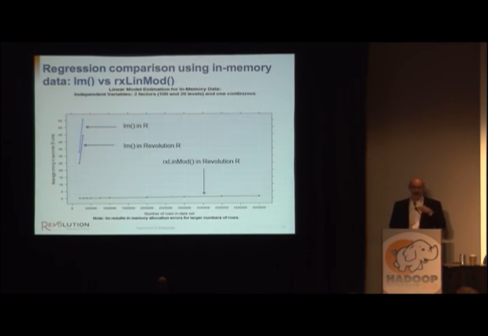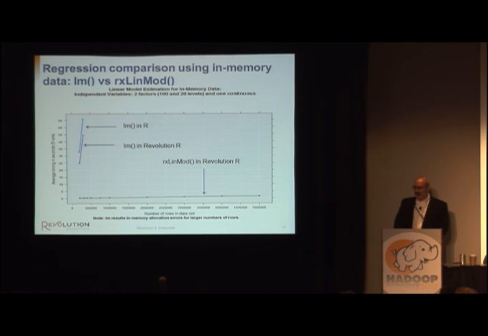Now, the next comparison is giving you a little insight into how much care we've taken to make our algorithms high performance. In this case, we're running fully in memory, so it's not the case that one algorithm has an advantage because it's in memory and one is on disk. Here we're comparing the built-in linear model function in R, which is called LM, which is always running in memory. It can't run off of disk-based data.